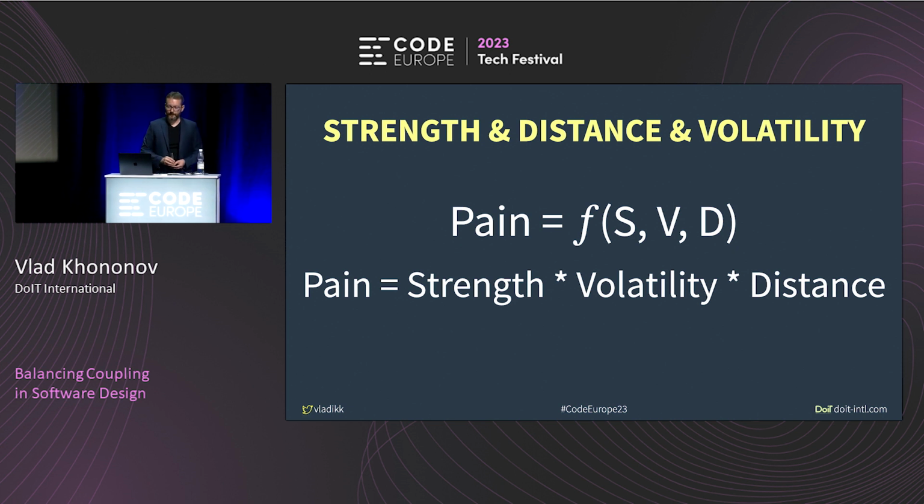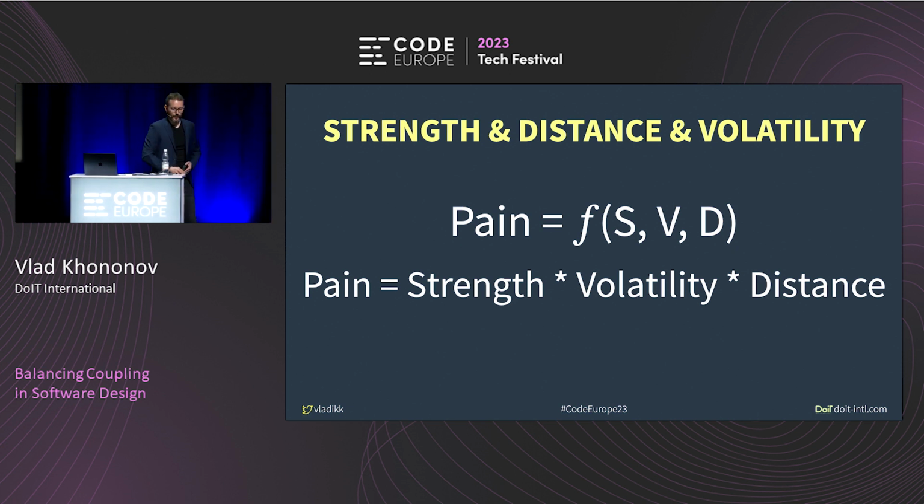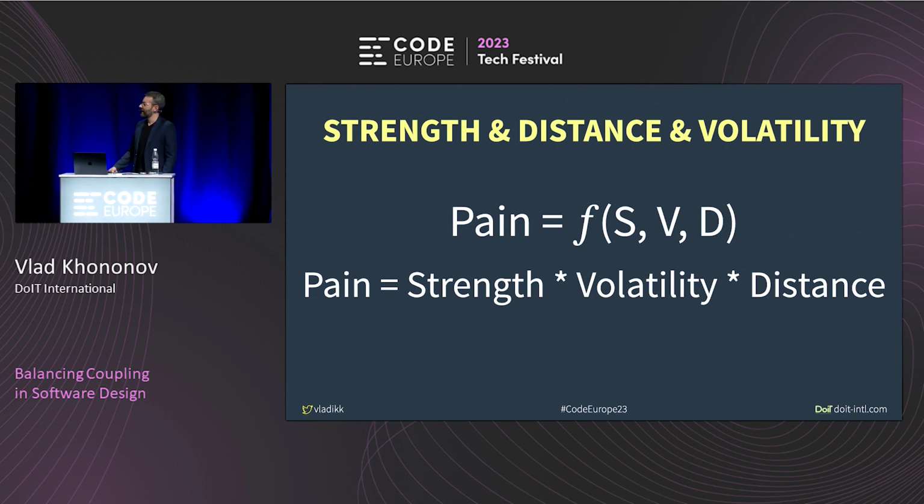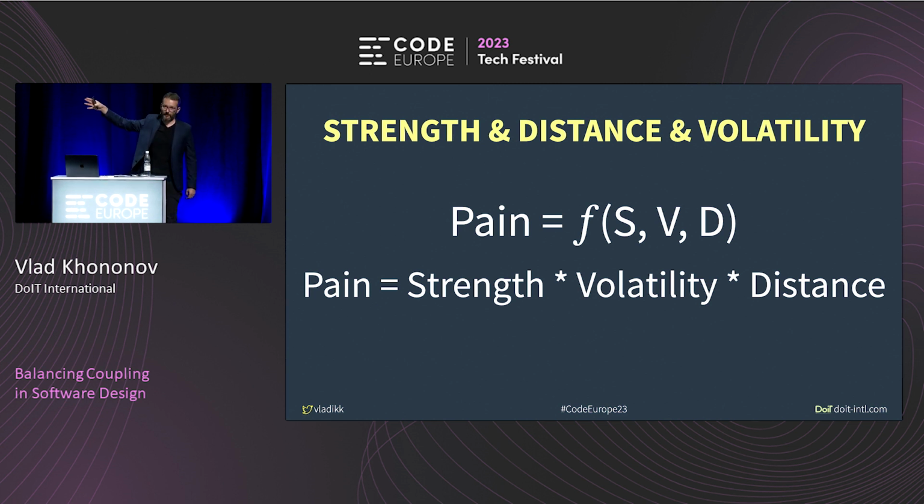Multiply them. Let's say we have a way to represent these values as numbers. Now, simplicity-wise, let's stay with a binary definition, low or high. So if the three of them are high, you have high strength, high volatility over high distance. The pain you will get is going to be high as well.